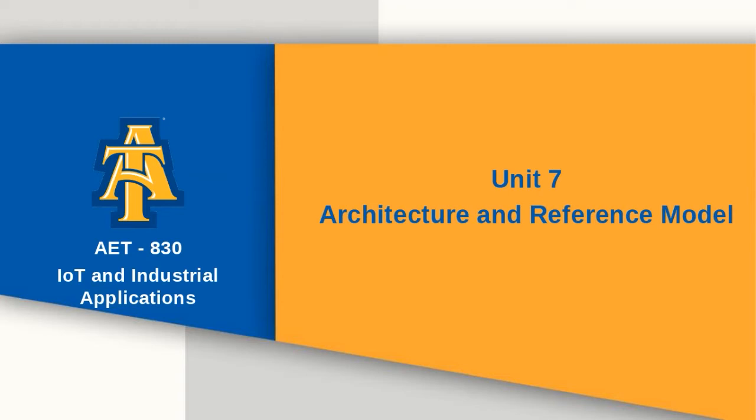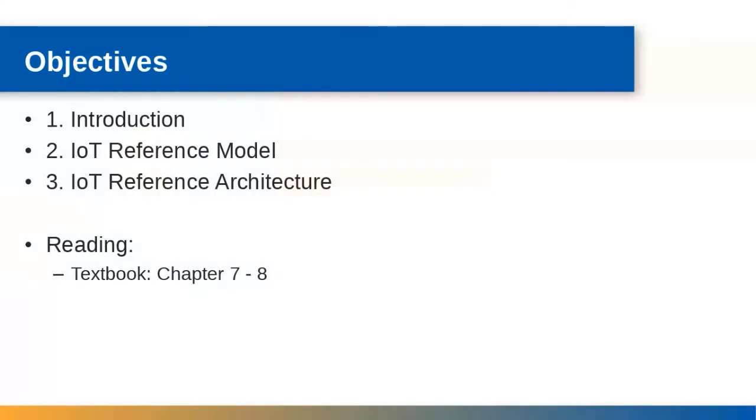So for this unit, we'll talk about the best practice in IoT solutions. Basically, we'll talk about the architecture and the reference model. The content for this unit is straightforward. We have an introduction of these two concepts, the reference model and the reference architecture. Then, based on the current standard, we'll give you some taste of these two concepts, and how they are used to guide different IoT solutions.